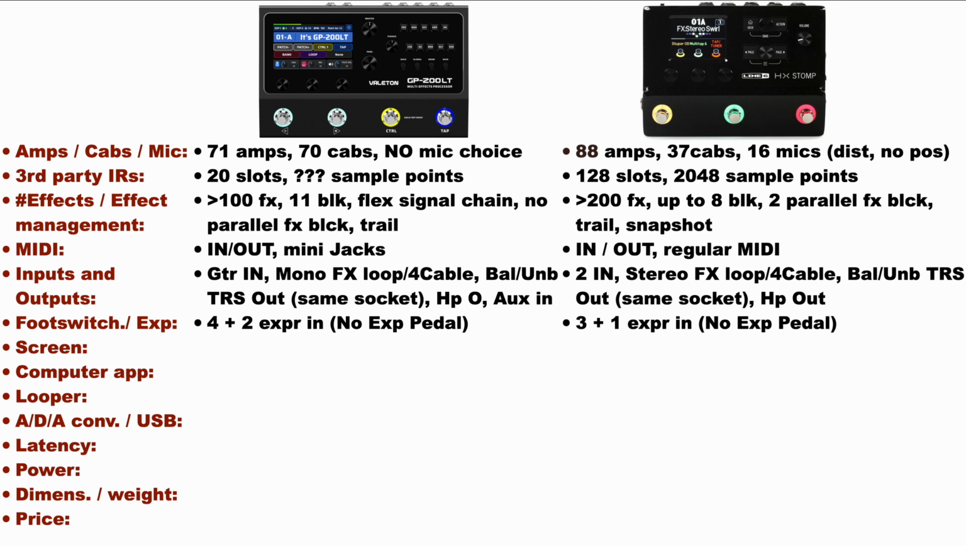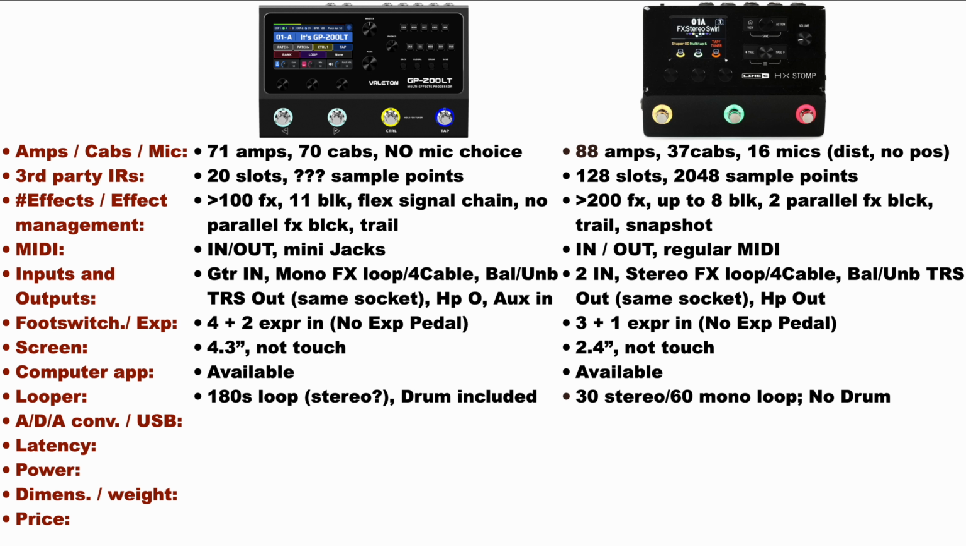As regards foot switches, the Valeton has 4 with 2 inputs for control or expression pedals, where the HX has 3 with 1 input for expression or control pedals. The screen of the Valeton is 4.3 inches, where the screen of the HX Stomp is smaller at 2.4 inches. Neither of the two units offer touch-sensitive screens. Both the units offer a computer app. The Valeton offers a longer looper and a drum machine, which is missing in the HX Stomp.